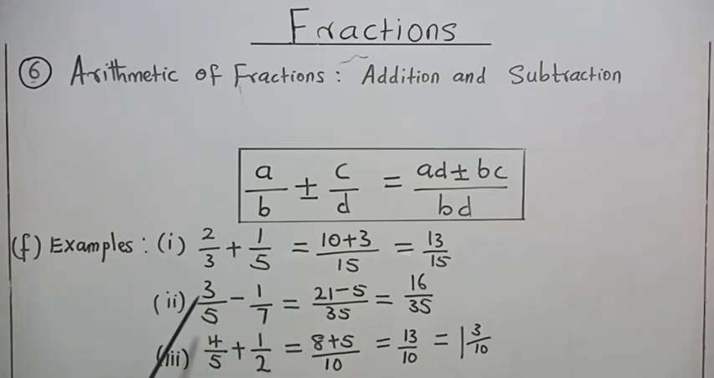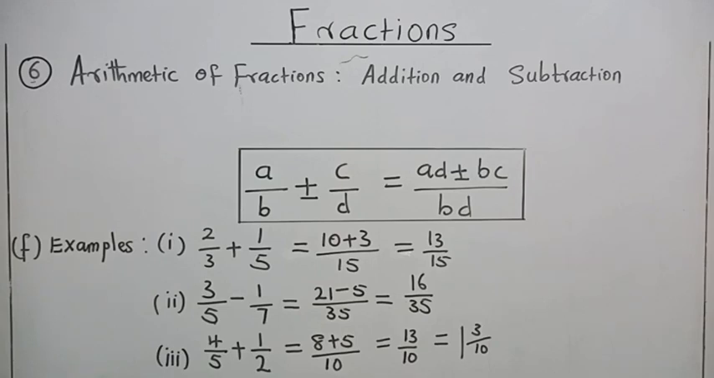Now let's make progress. 21 minus 5 is 16. And 16 over this 35 is the correct answer. Can this go down to lowest term? No. The answer therefore remains 16 over 35.